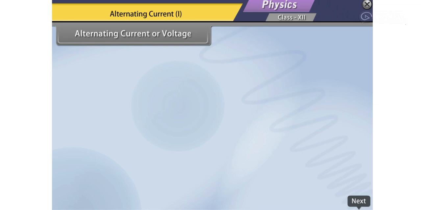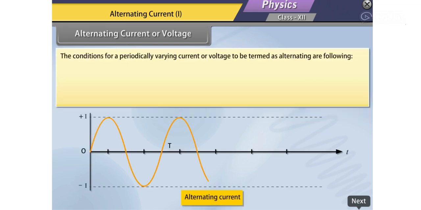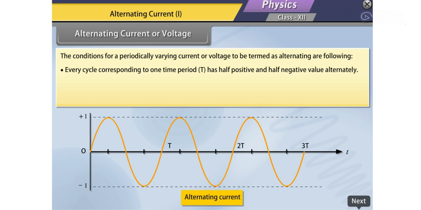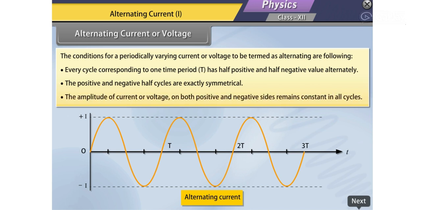Alternating current or voltage. The conditions for a periodically varying current or voltage to be termed alternating are the following. Every cycle corresponding to one time period has half positive and half negative value alternately. In the case of current, it means the direction of current reverses after every half cycle, and in the case of voltage, it means the polarity of the potential difference reverses after every half cycle. The positive and negative half cycles are exactly symmetrical. The amplitude of current or voltage on both positive and negative sides remains constant in all cycles.